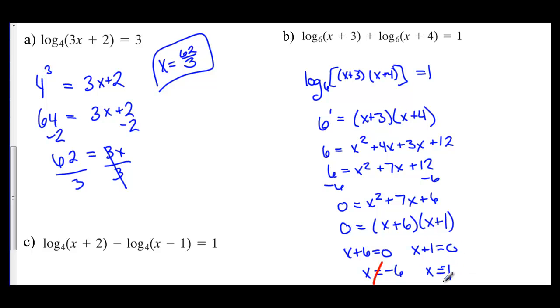What about this x equals negative 1? If we plug the negative 1 in, we're going to have negative 1 plus 3, which will give us 2, which is greater than 0, and negative 1 plus 4, which is 3, again greater than 0. So we are going to be okay using x equals negative 1.